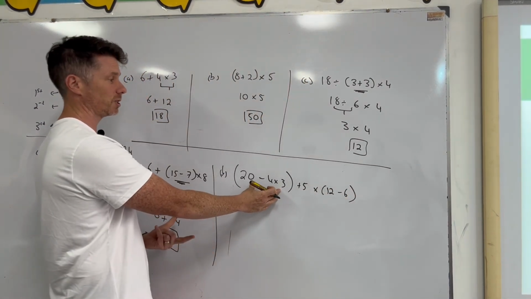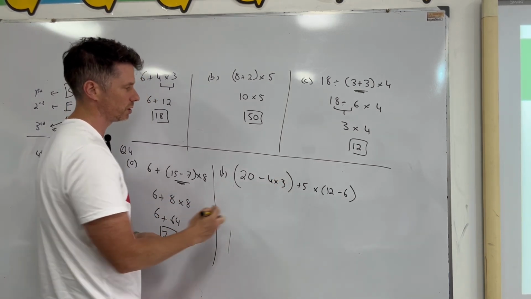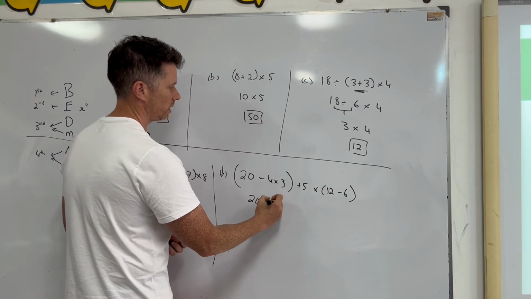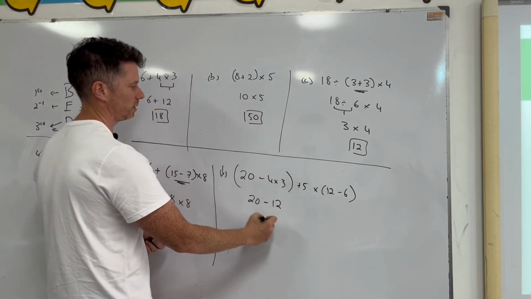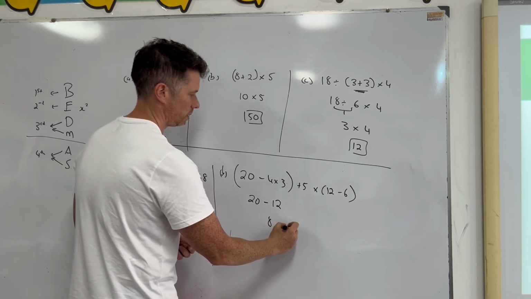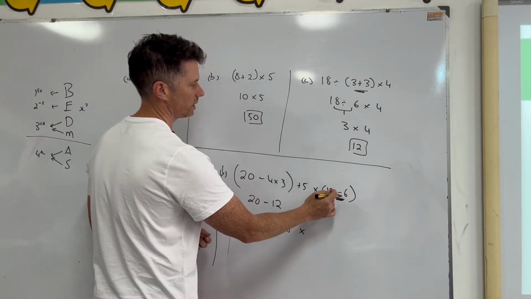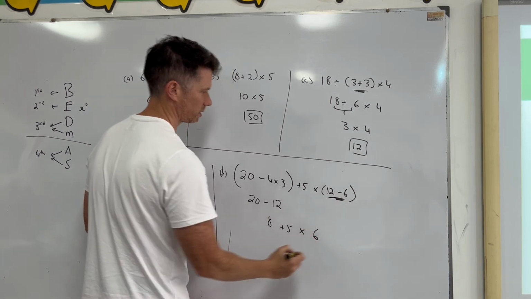Okay, inside this bracket, I got to do this first because multiplication comes before any subtraction. So I got 20 take away 12, which I think gives me 8. So the answer to this entire bracket is 8. Plus 5 multiplied by 12 minus 6. So I'm going to put it down here, which is 6.